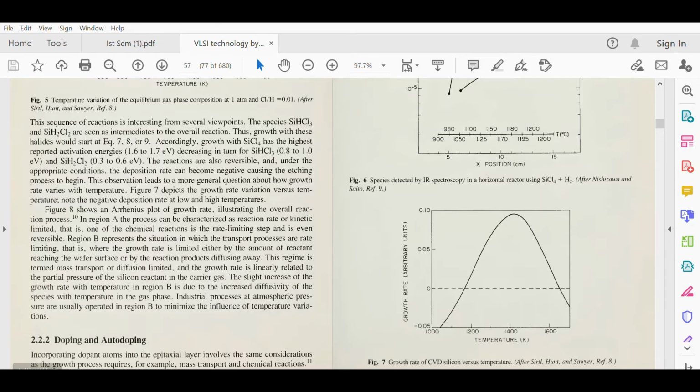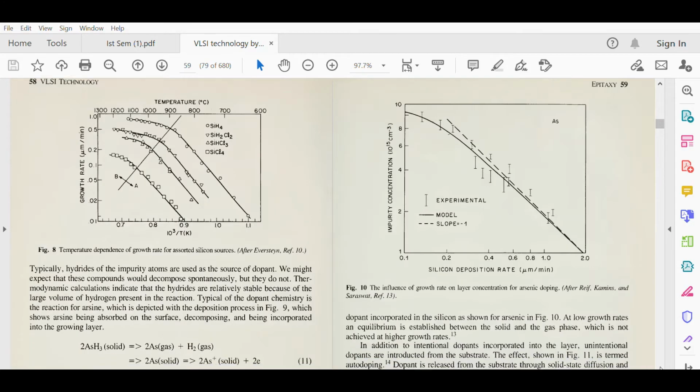We are moving to the next topic, that is doping and auto-doping. Incorporating dopant atoms into the epitaxial layer involves the same considerations as the growth process requires. So dopant atoms, whether we are manufacturing the epitaxial layer or involved in the growth process, the considerations are the same regarding the dopant atoms. For example, mass transport and chemical reactions. So these are the two basic phenomena which we always remember.